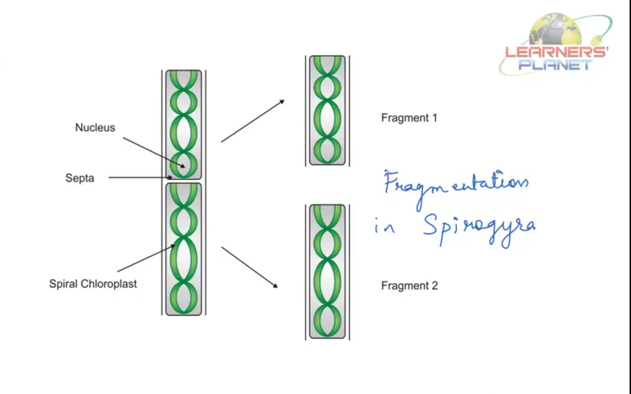So here you can see that there is one nucleus. Septa means it divides this fragment into two. This is the spiral chloroplast which is present in the Spirogyra, and it is divided into two, means it divides into the fragments, and further these fragments are divided into more fragments.